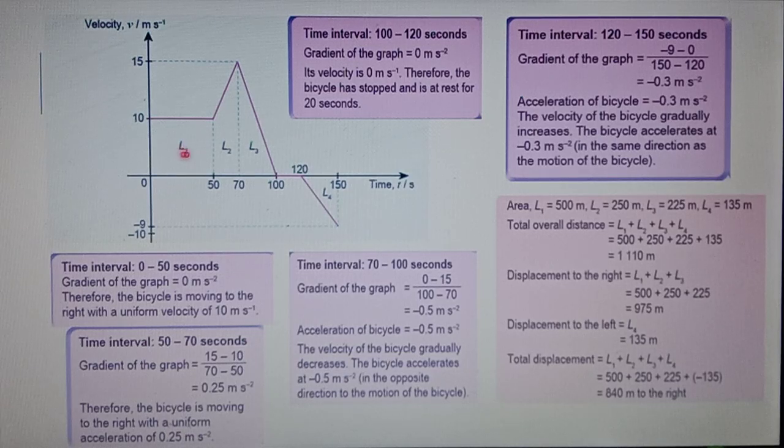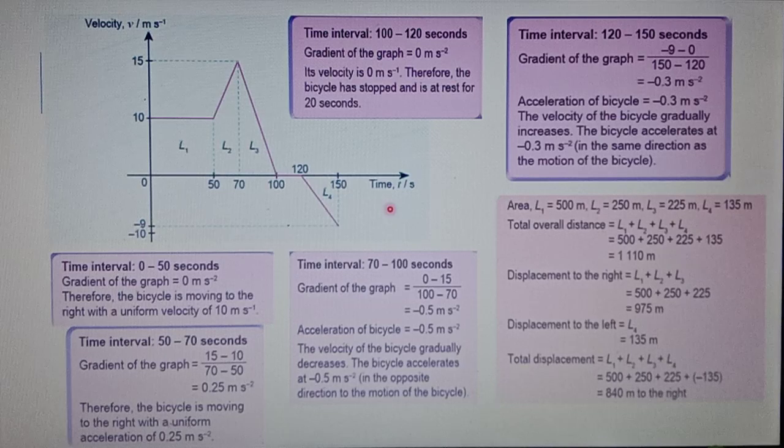So meaning L1 plus L2 plus L3 minus L4. Thus we get total displacement 500 plus 250 plus 225 minus 135. So we need to minus the one which is in the opposite direction. So we get 840 meter. The answer is positive, meaning to the right. Okay, so this is how we analyze the motion graph in order to determine the value of velocity, acceleration, distance and displacement.